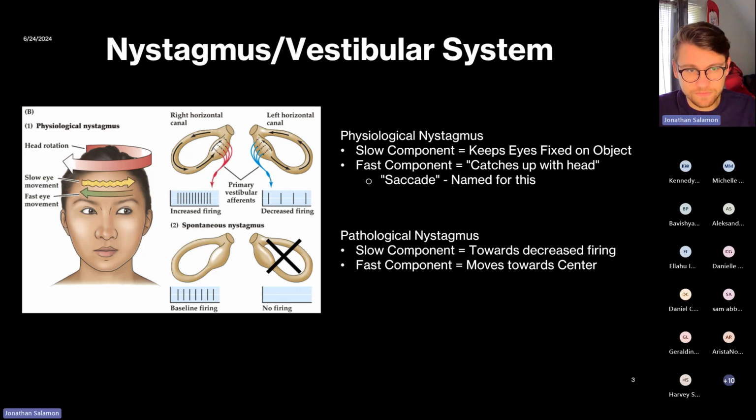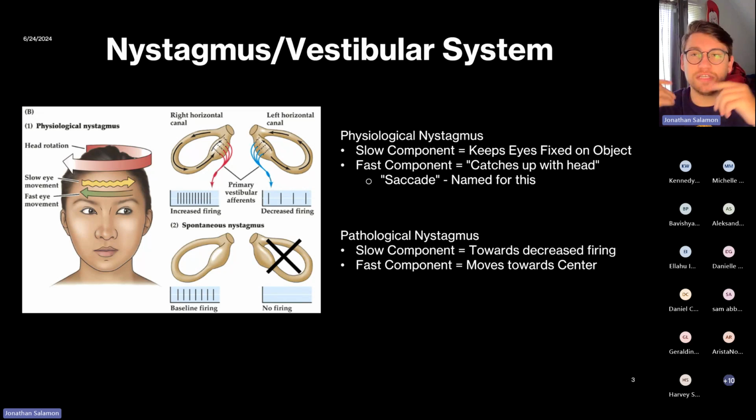Normally, you spin your head, right? I turn my head to the left. My brain recognizes that I'm turning my head to the left because of the direction the endolymph is flowing, and it corrects my eyes towards the center. If I have a problem that is making my brain think that my head is turning to the left, my eyes will drift to the right.